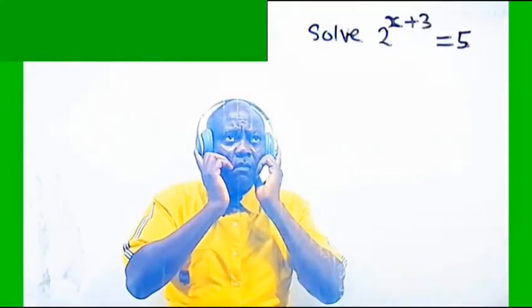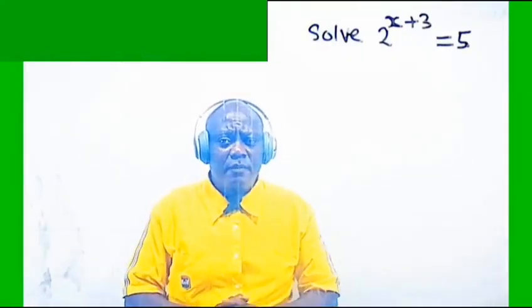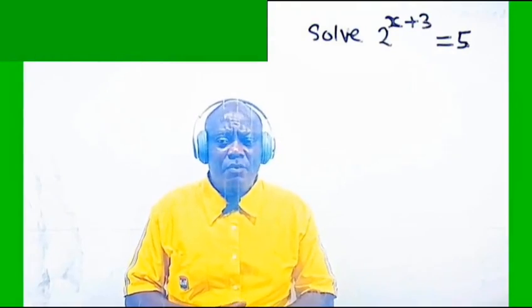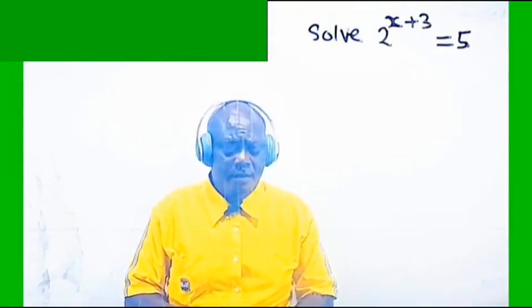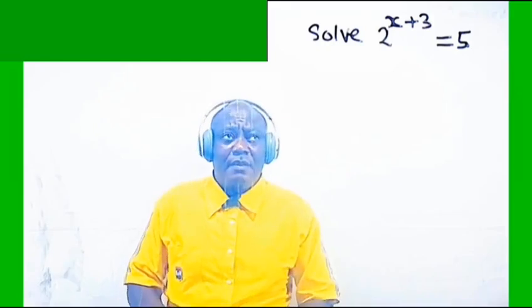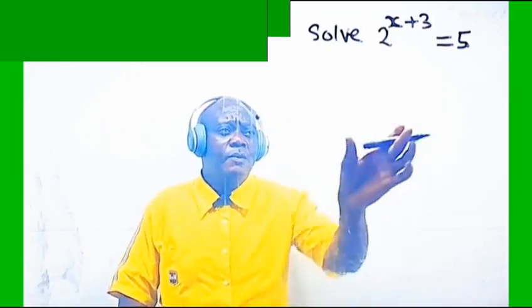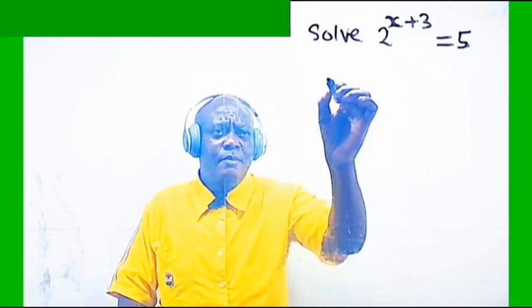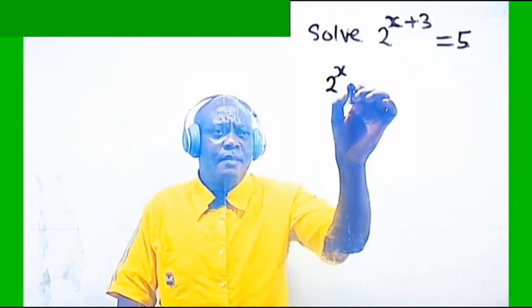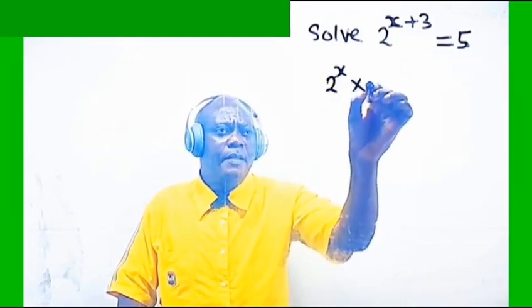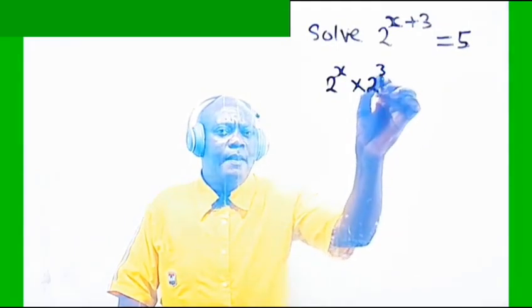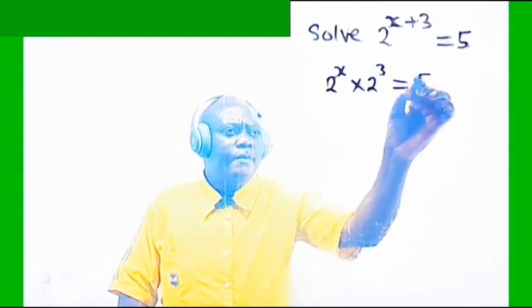Let us solve this equation: 2 to the power x plus 3 equals 5. Let us solve it and see. So the first step will be something like 2 to the power x multiplied by 2 to the power 3 all equals 5.